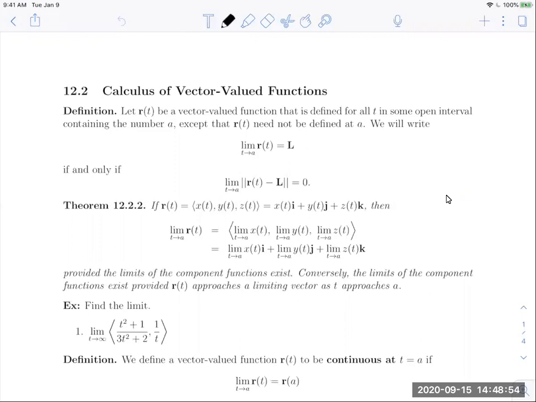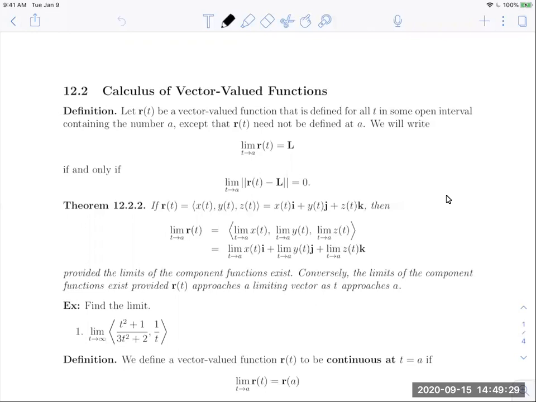They behave very similar to limits of real valued functions. So throughout this section, we're going to consider r of t to be a vector valued function. And we're going to assume that r of t is defined on an open interval that contains a, but possibly not at a. We're going to write the limit as t approaches a of r of t equal to L if and only if the limit as t approaches a of the magnitude of the vector r of t minus L approaches 0.